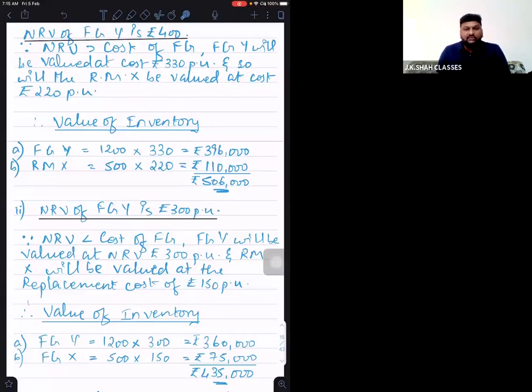Right. So with the end of question number 3, we put an end to AS2, a very important accounting standard from your exam point of view. So please revise this accounting standard maximum before the exam. There is a full probability of a question coming from AS2. And whatever type of questions we did, similar questions only get repeated in the exam, right?